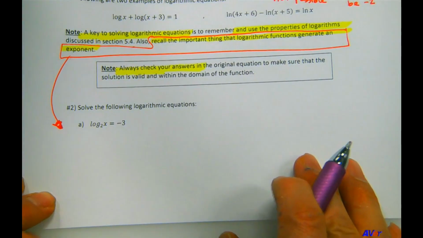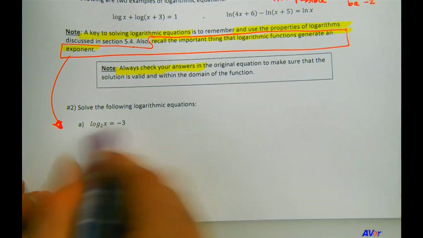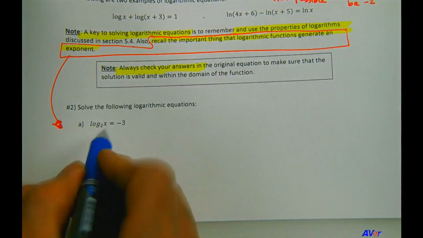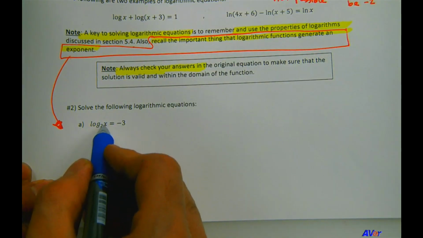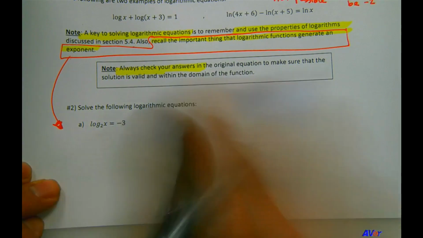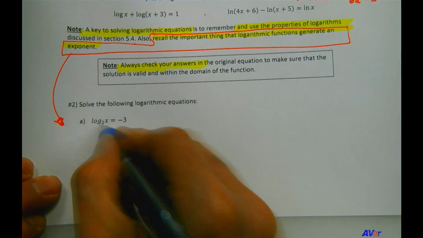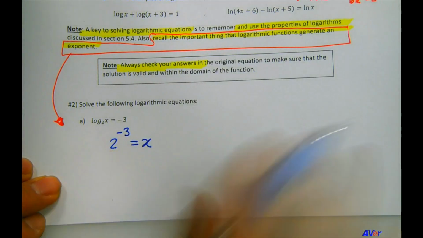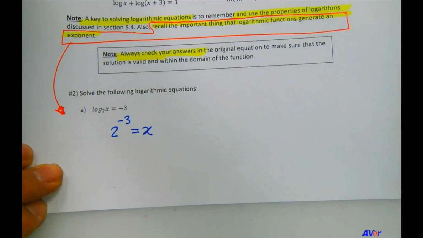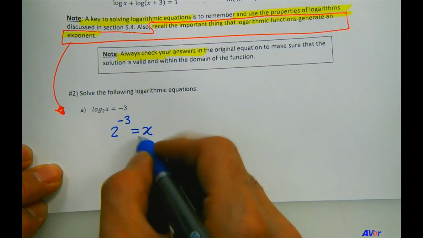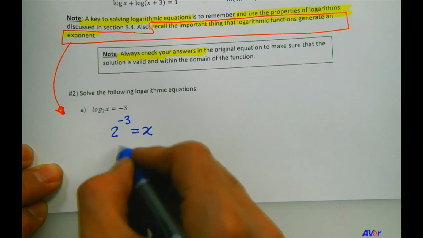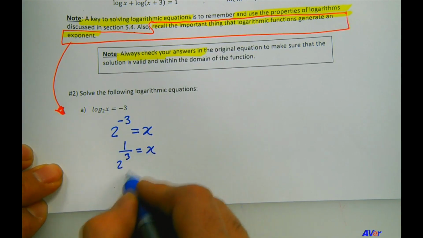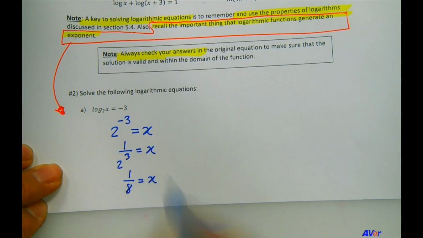So how can we make use of that? Well, that means that -3 is an exponent. To what base? To base 2. So what is x? X is the result. So we have 2, this base, to that power equals x. 2 to the -3 power is 1 over 2 cubed, so that is 1 over 8 equals x.